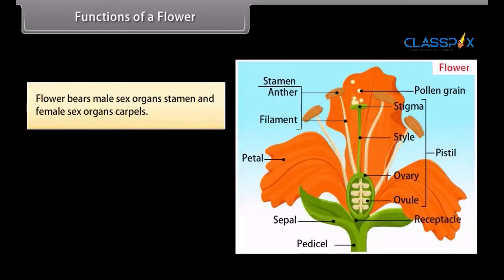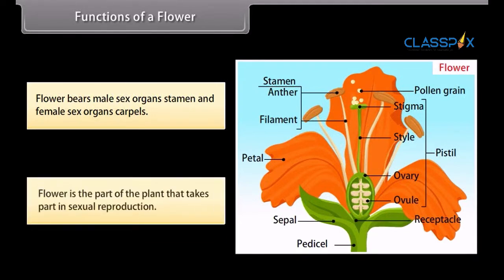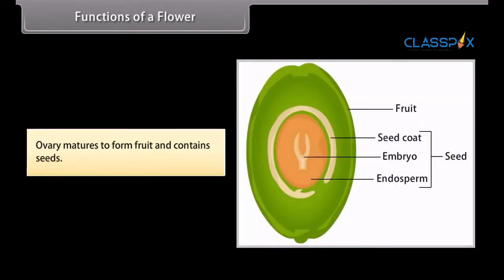Functions of a flower. Flower bears male sex organs stamens and female sex organs carpels. Flower is the part of the plant that takes part in sexual reproduction. Ovary matures to form fruit and contains seeds.